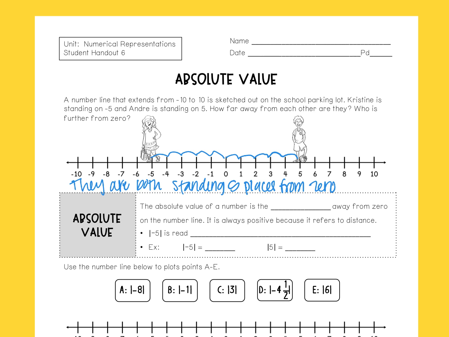And there is 1, 2, 3, 4, 5, 6, 7, 8, 9, 10 places away from each other.